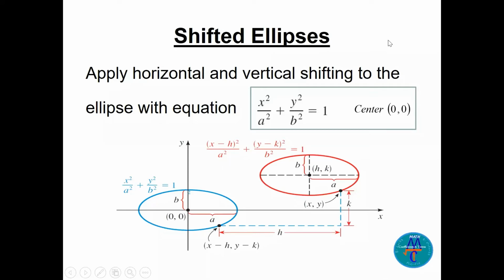Now let's look at the shifted ellipse. Shifted ellipse means we have an ellipse here, the blue one, center (0, 0), and the equation x squared over a squared plus y squared over b squared is equal to 1. We will shift the whole ellipse, all these points, to somewhere where the center is now (h, k). So it will be the same form of the equation, but instead of x squared, we have (x minus h) squared over a squared plus (y minus k) squared over b squared is equal to 1. And remember, a is greater than b always.